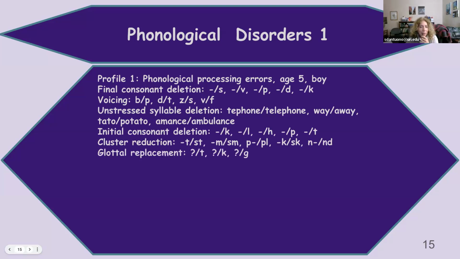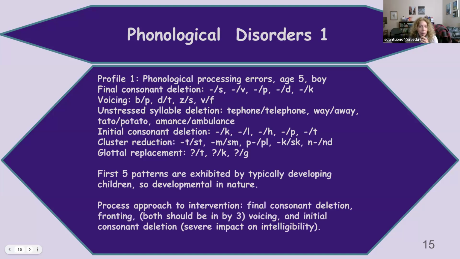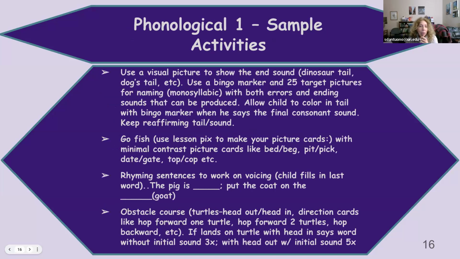He also has glottal replacement. So instead of T, K, and G, he has a glottal stop. So what would we address? Well, the first 5 patterns are exhibited by typically developing children, so they're developmental in nature. The process approach to intervention should target final consonant deletion and fronting, because both should be in by 3, voicing, and initial consonant deletion, because they have severe impacts on overall intelligibility. I would also work on the glottal stop because that's atypical. So you want to get rid of the glottal stop.